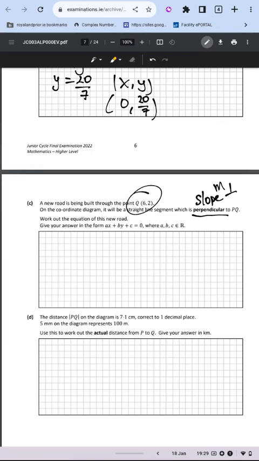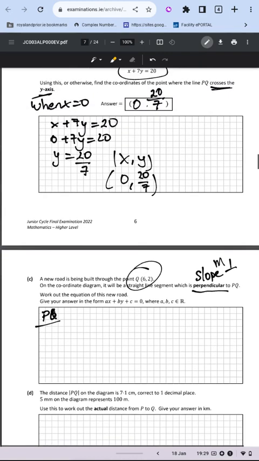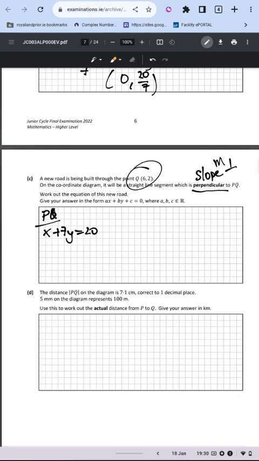Now, we're given PQ to be x plus 7y is equal to 20. To get its slope, we're going to use the equation y is equal to mx plus c. That means get y on its own, and the number in front of x is 1. And y is equal to minus 1 over 7x plus 20 over 7. So my slope there is minus 1 over 7.